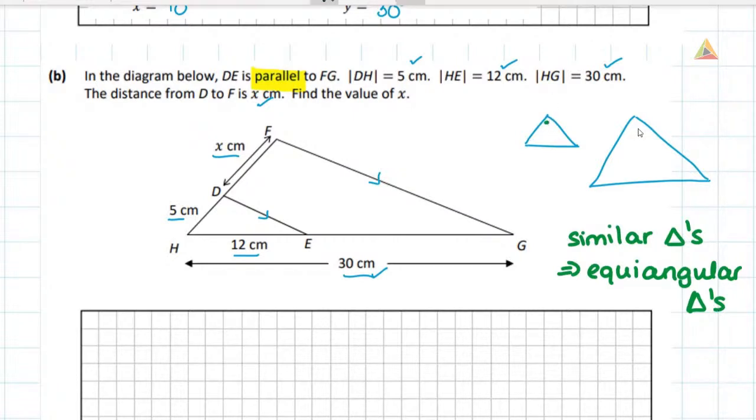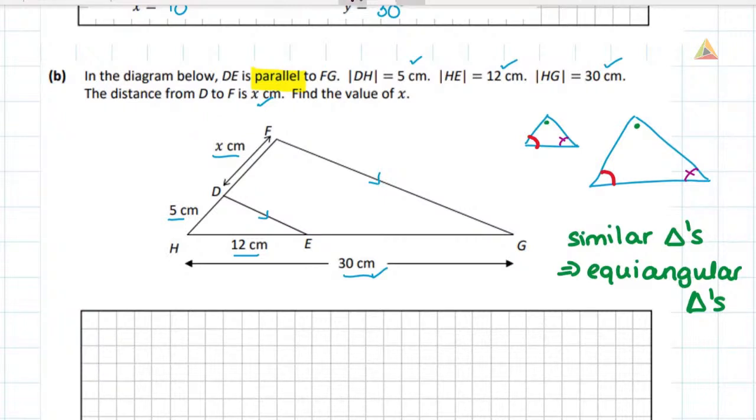So I have this angle up here is equal to this angle up here. This angle down here is equal to this angle down here. And this angle in this corner is equal to this angle in this corner. So once we can see that we have similar triangles, that all their angles are the same, then we have this rule that their sides are going to be in proportion.